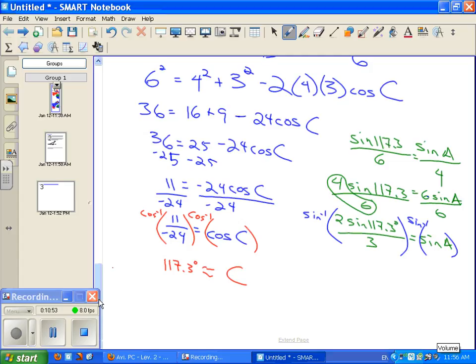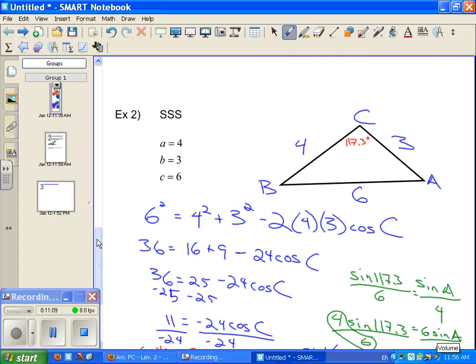All right, so I got my sine of 117.3 times 2 divided by 3, and then I need to inverse sine that solution. And A is going to come out to be 36.3 degrees. So this one. All right, so if I add that to the 117.3 and then subtract from 180, I'm going to get 26.4 degrees. And now that triangle is solved.